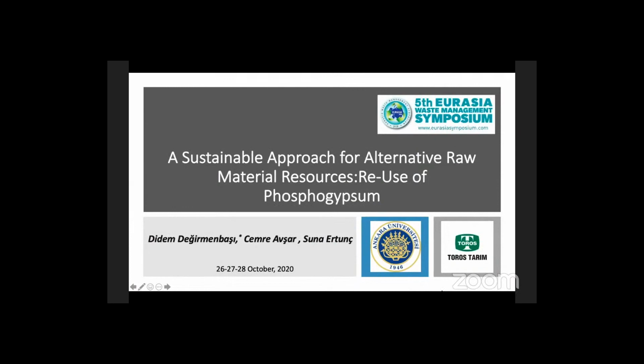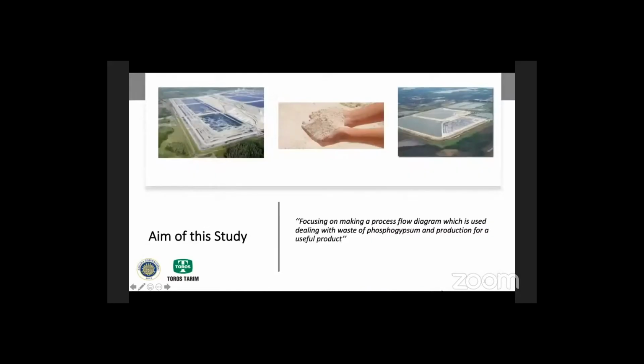Hello, dear all. I'm Didem. I'm going to present my study about a sustainable approach for alternative raw material resource, reuse of phosphogypsum, focusing on making a process flow diagram, which is used for dealing with waste of phosphogypsum and production of a useful product is the aim of this study.